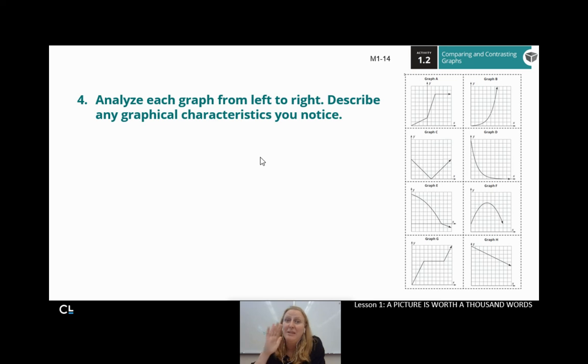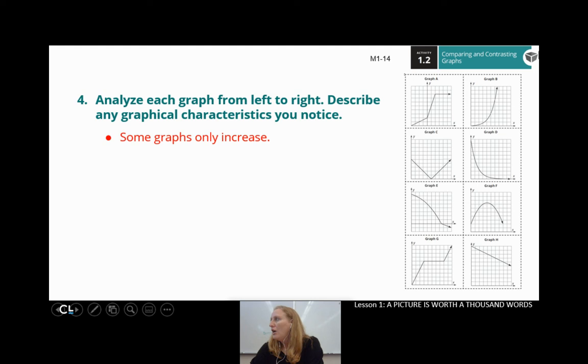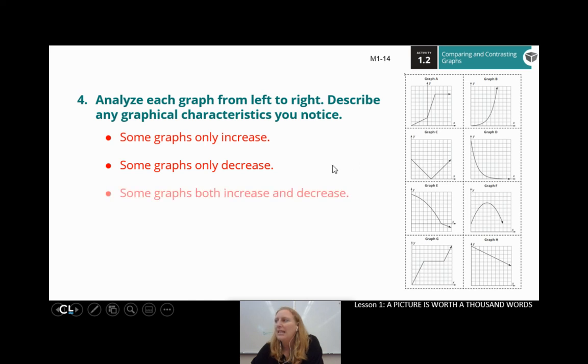So I don't know about you guys, but I made a lot of notes here. I noticed that some graphs only increase, right? Graph B, that bad boy's only going up. That's all it's doing. I noticed that some graphs only decrease, right? Fair enough. Graph D is going down. Graph H is going down. I noticed that some graphs did both, right? Graph C decreased and then increased. I noticed that graph F increased and then decreased. It went up and then it came back down again.